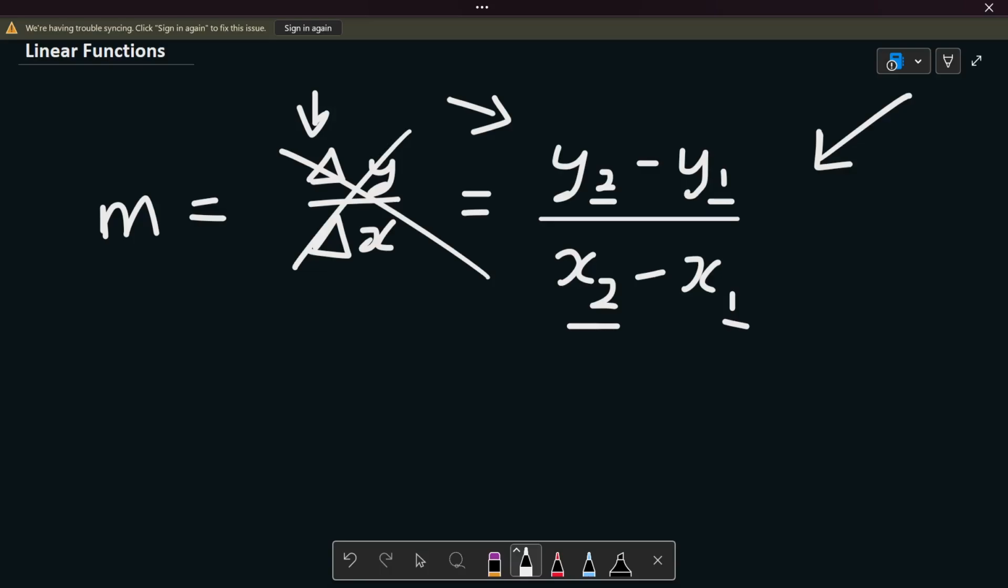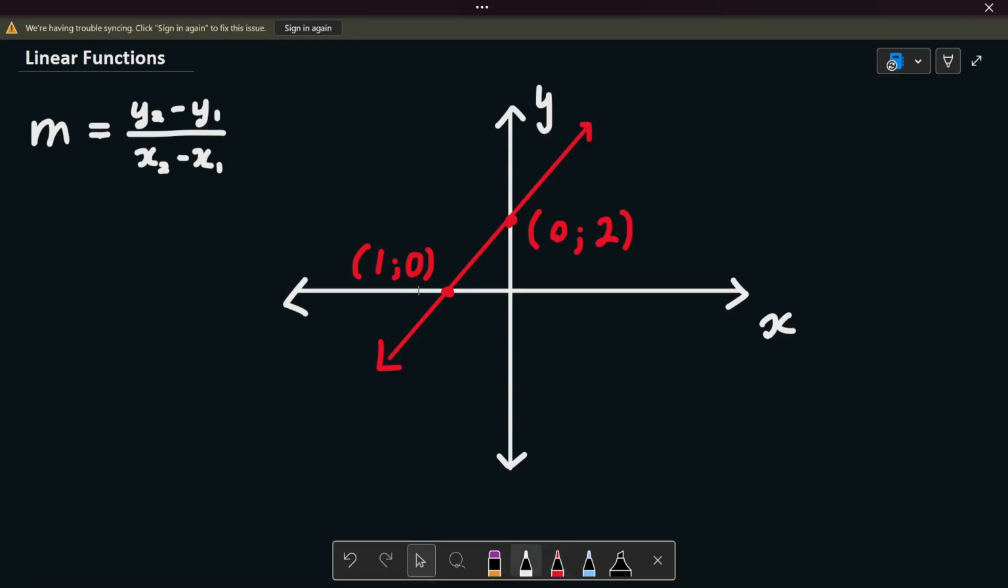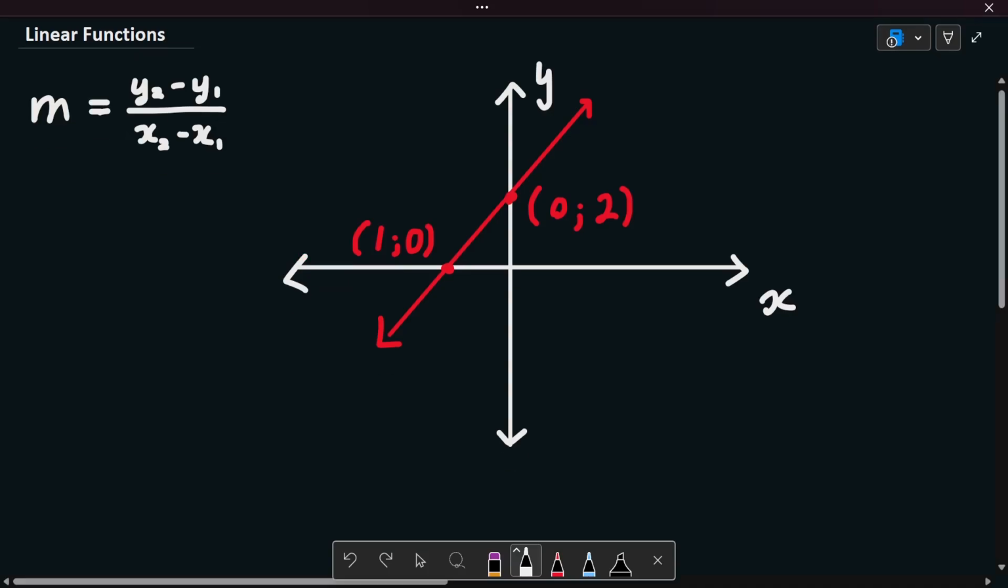Now, we do the following. Okay, let's consider the following example over here. I wrote down a gradient formula right over here so that we actually see what we're going to be dealing with. Now, let's follow the following steps. We are given a linear function, but we are not given its equation. The only information that they do give us is two coordinate points. They give us a coordinate point here and a coordinate point over here. So they give us 0 and 2 and 1 and 0. So basically a y-intercept and x-intercept of the function.